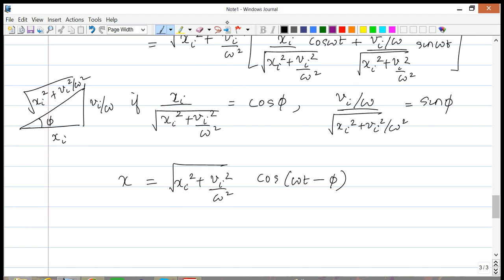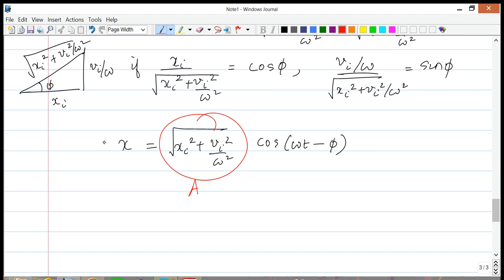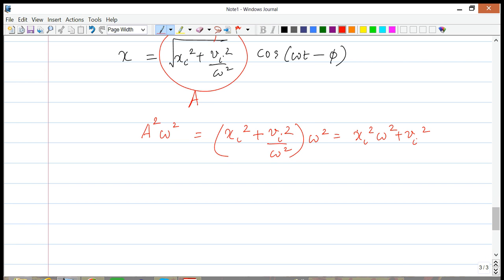Now here the first term is simply the amplitude. Okay, and so now we see that a square times omega square, if I were to square this, then I end up getting xi square plus vi square over omega square multiplied by omega square, and this gives us xi square omega square plus vi square, which is exactly what we needed to prove. Okay, so that is the problem number 6. It involved lots of calculations to be done, but if you go through the process, you see that it's fairly straightforward.